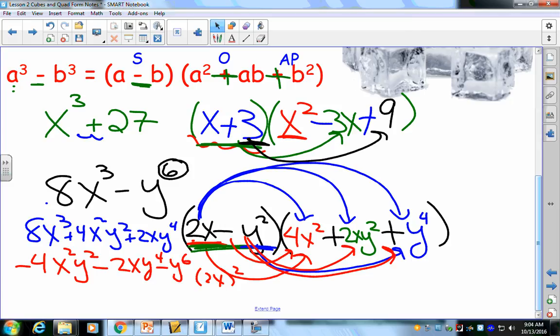So if you notice, these cancel each other. And these cancel each other, leaving me with just the 8x to the third minus y to the 6th. So I know the answer looks a lot bigger than what it should be, considering you only have 2 terms in the problem, but when it's done right and your signs are correct, if you were to multiply back through, they cancel each other out.